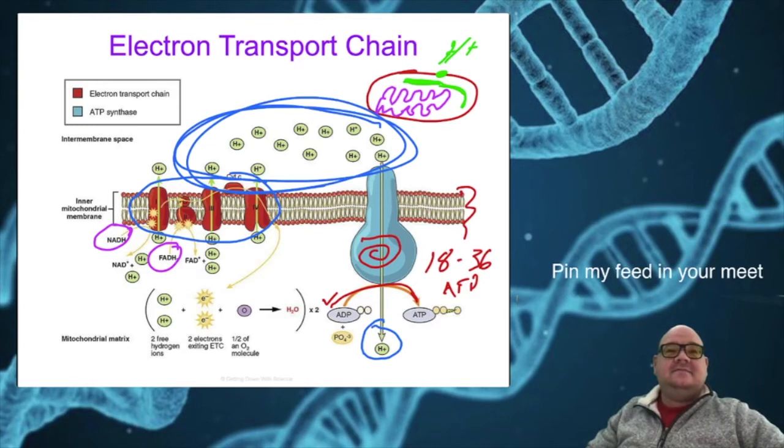Okay. Now, what happens to NADH and FADH after they do this electron transfer? The H's are gone. Where did the H's go? They went out here. So these NADH and FADH are basically hydrogen carriers.